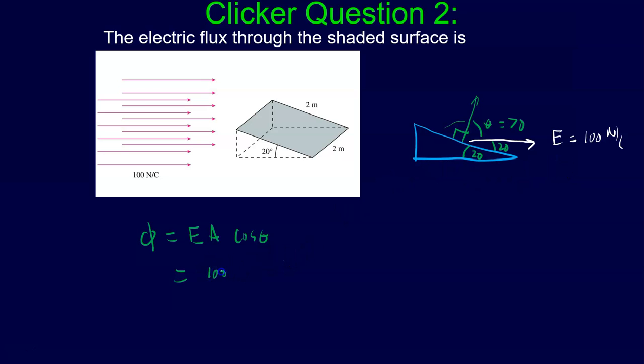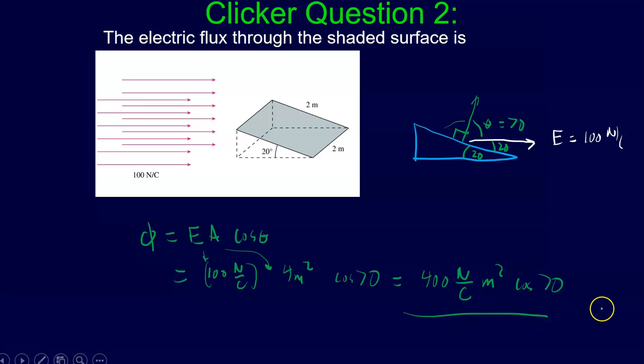And so then in that case, I got 100 newtons per coulomb for the electric field. My area looks like it's 2 times 2, so 4 meters squared, and then times cosine of 70. And so that would be that, and the answer we got was 400 newtons per coulomb meters squared times cosine 70.